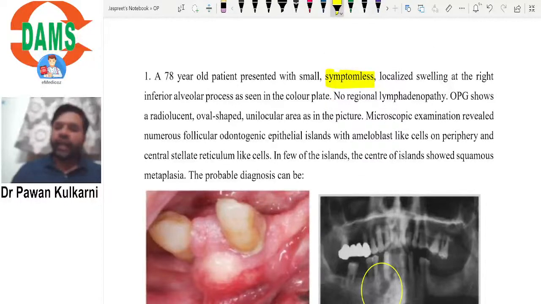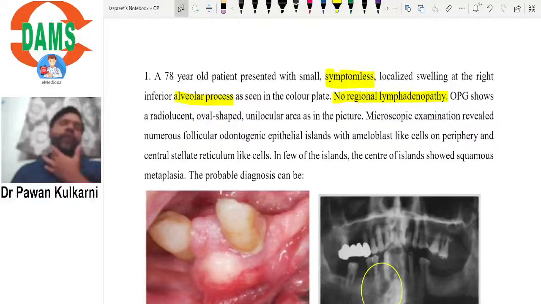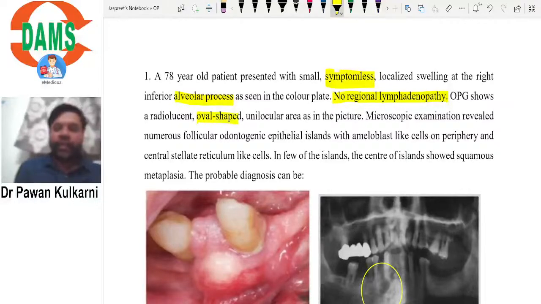It's a localized swelling on the right inferior alveolar process. So this patient is having swelling on the alveolar process. No regional lymphadenopathy. If you palpate the lymph nodes, there are no regional lymph nodes. OPG shows a radiolucent oval shaped unilocular area. So that means there is an oval shaped, unilocular area.